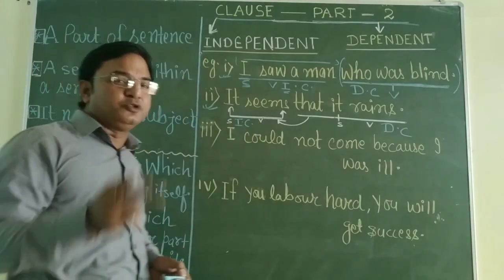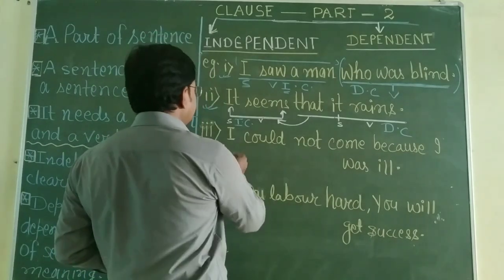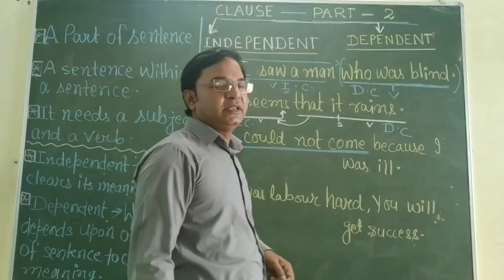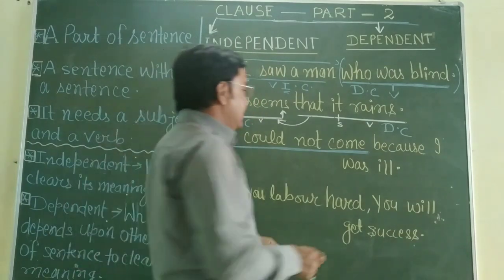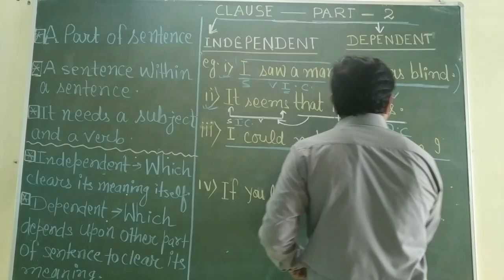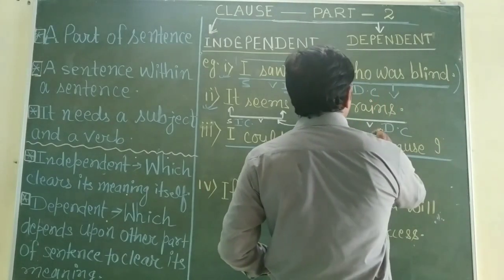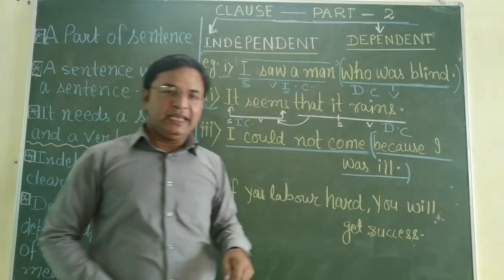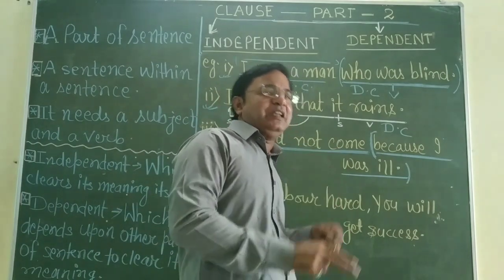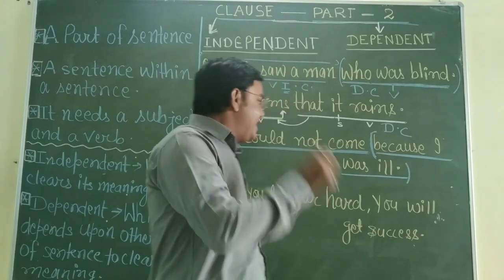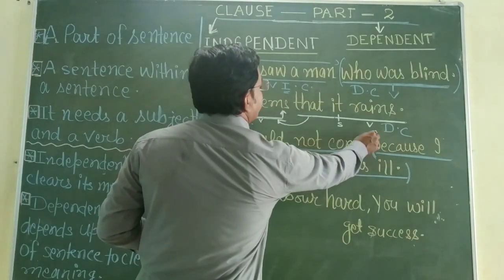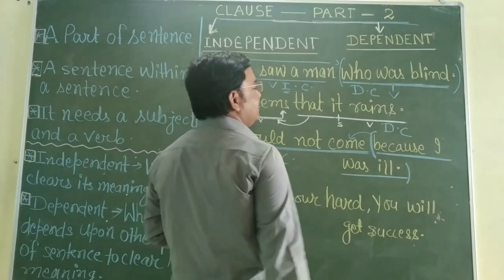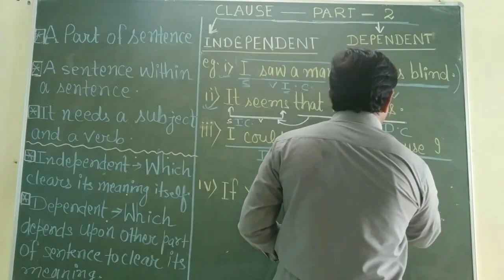Okay, children? Now come to the third example. Here, I could not come. Why I could not come? Because I was ill. Because I was ill is not clearing its meaning itself. It is depending upon I could not come. So I could not come is independent clause, and because I was ill is your dependent clause.